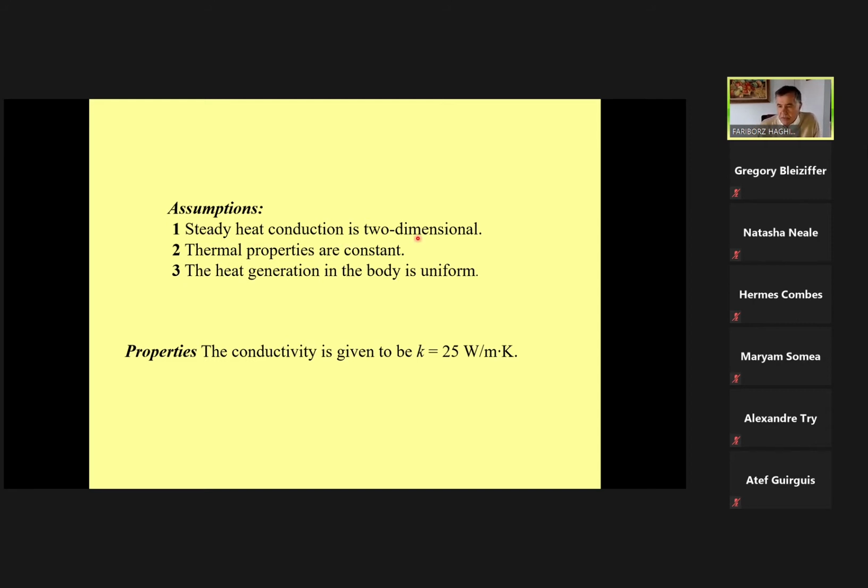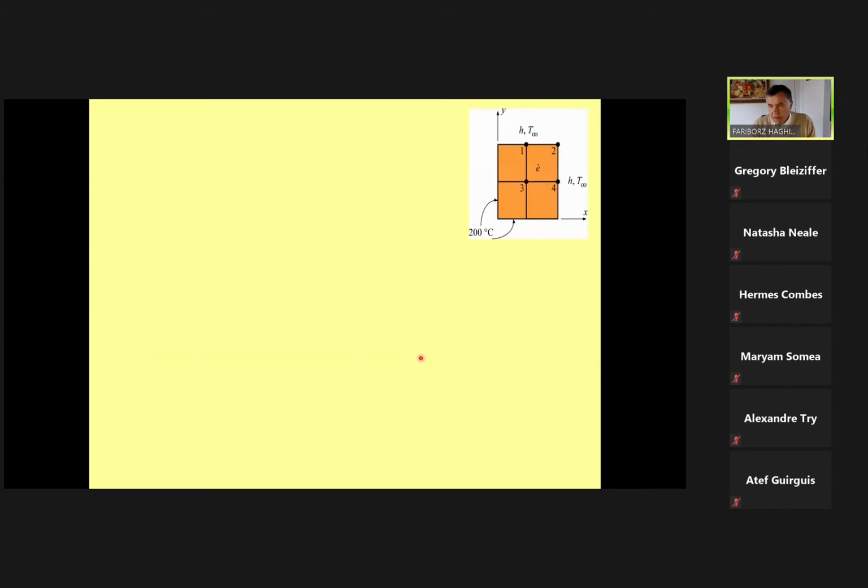It is two-dimensional. We also assume the thermal properties are constant, which means, for example, the conductivity is constant. Therefore, you can easily write the conduction as equal to k dT over dx. And heat generation is uniform. Therefore, heat generation is not a function of temperature, and it's not a function of position. And also the information is given here.